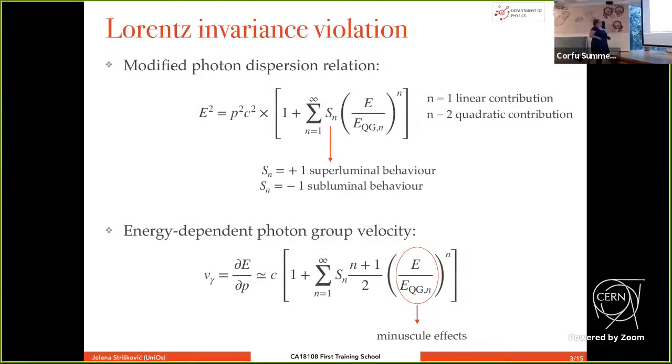Okay, we have the modified photon dispersion relation. We just take a derivative and we obtain this energy-dependent photon group velocity. Here, this parameter s can have two values, +1 and -1. And we see if it's +1, then our speed is greater than c, and we are talking about supraluminal behavior. Or if it's -1, then we are talking about subluminal behavior.